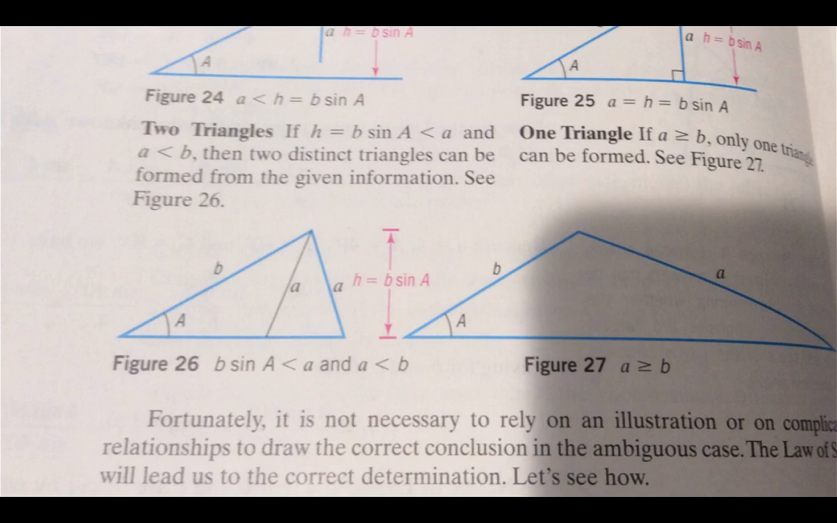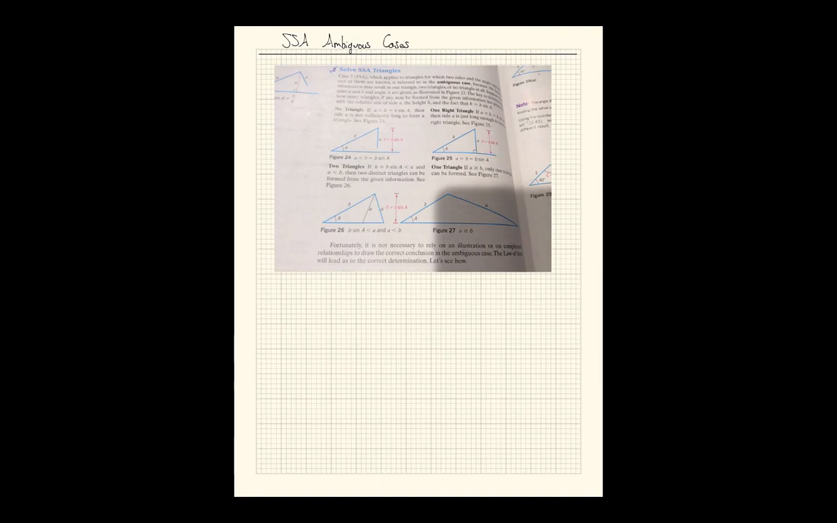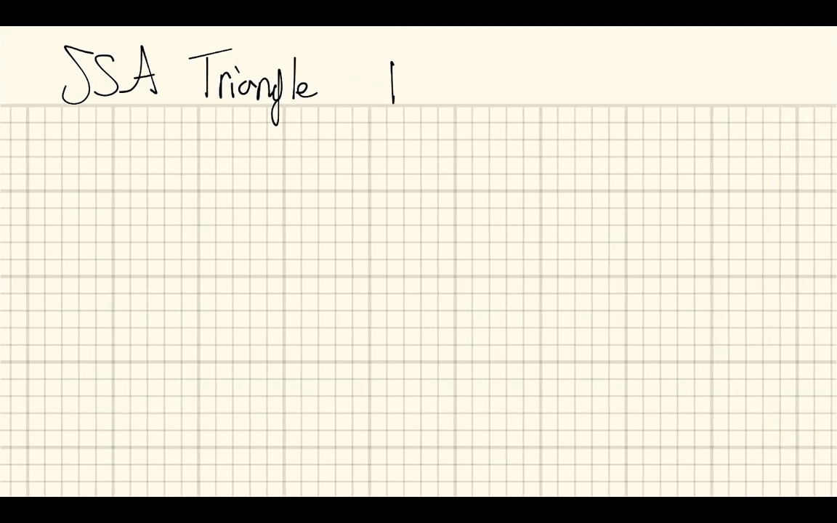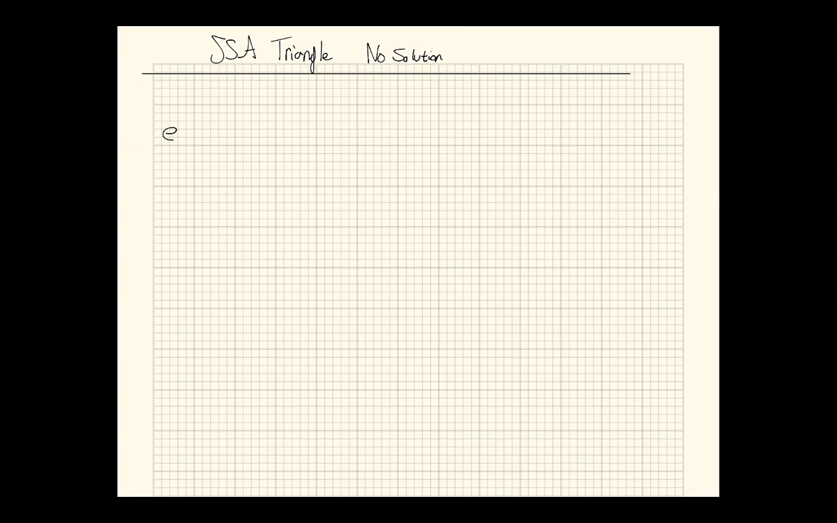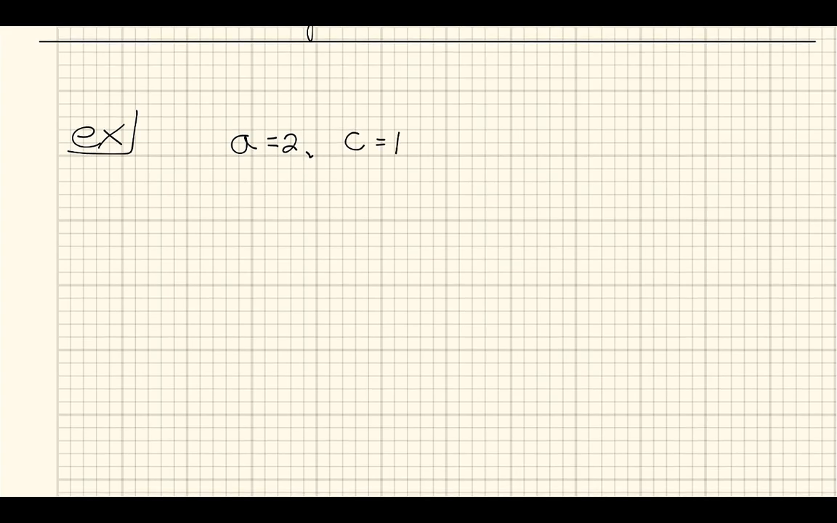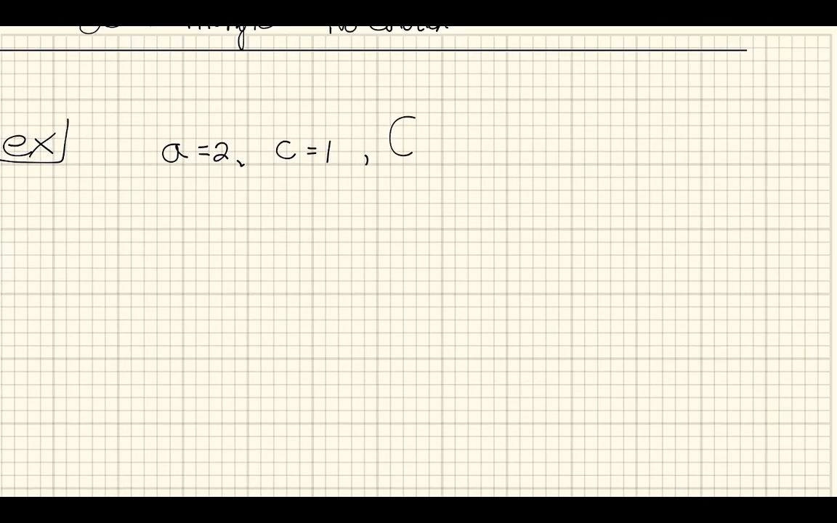We'll do 2 today, and then we will call it. So let's do our first one. Okay, so let's do an SSA triangle. Let's do one with no solution. What is that going to look like? Okay, so let's look at if A is 2, c is 1, and capital C, angle C, is 50 degrees.